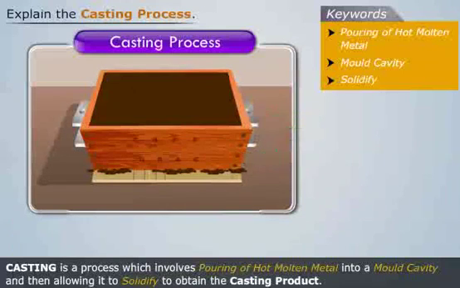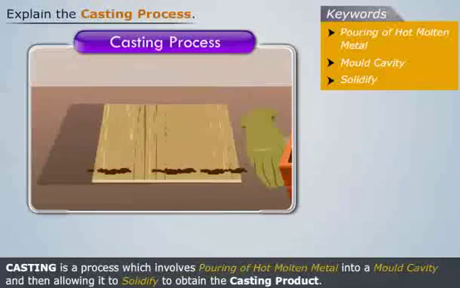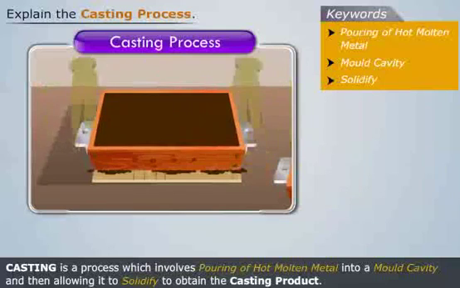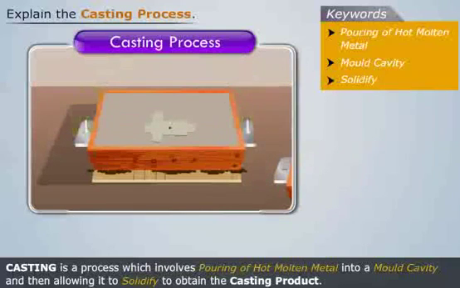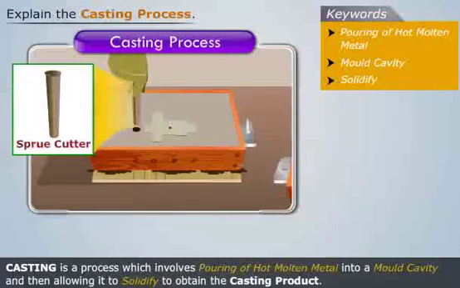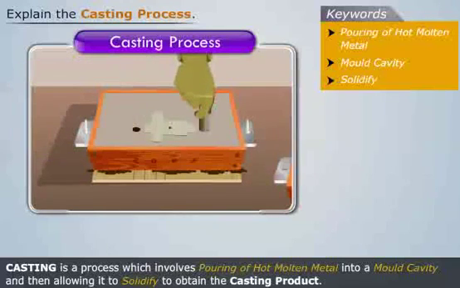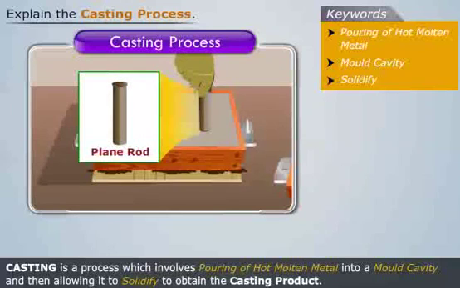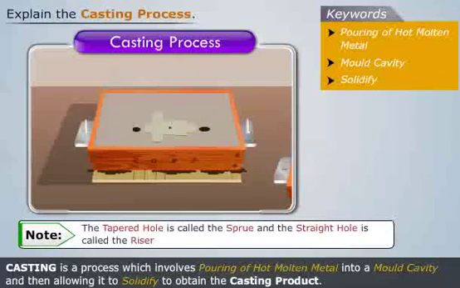Now place the cope and drag aside. Then lift the cope and place it upside down. Now in this cope, make a tapered hole with the sprue cutter and a straight hole with the plain cylindrical rod. Note that the tapered hole is called the sprue and the straight hole is called the riser.